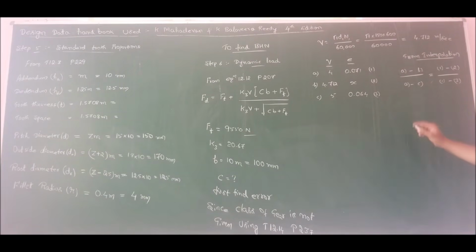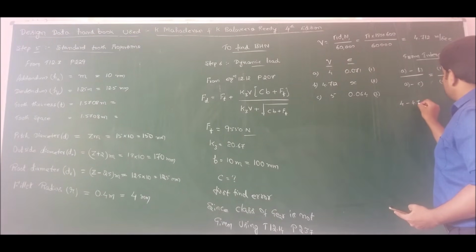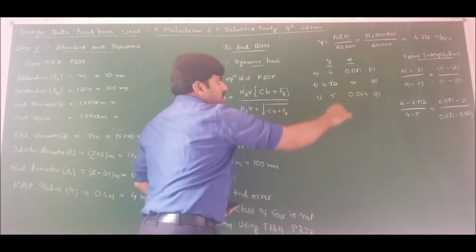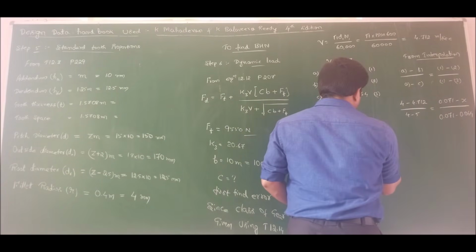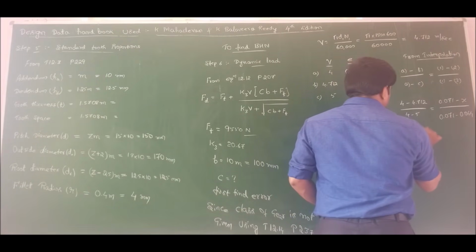So substituting the corresponding values, I will get (4 − 4.712)/(4 − 5) = (0.071 − x)/(0.071 − 0.064), where I should find the value x. If I solve by interpolation, I will get the value of error as 0.066.